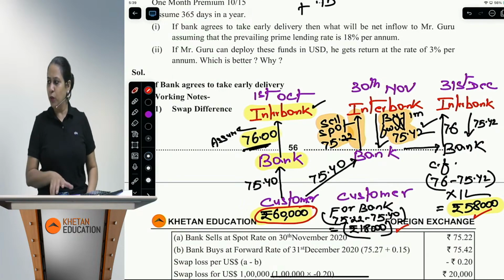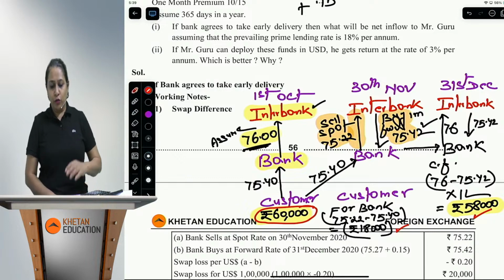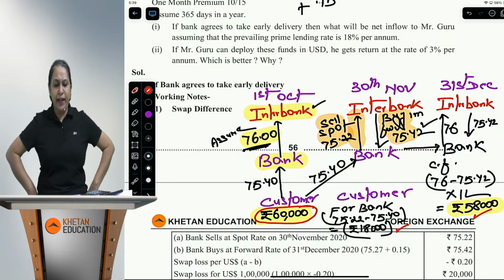Was it difficult to all of you? No, it is an early delivery. It is already done. He took the delivery at 75.40 only. So for him, he will get a receivable of 75.4 into 1 lakh dollars, plus the charges of the bank. It is not the lending rate.